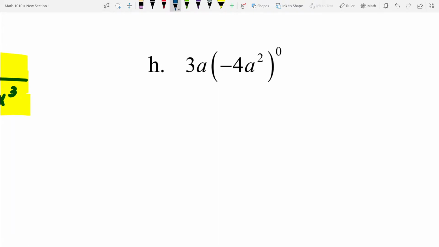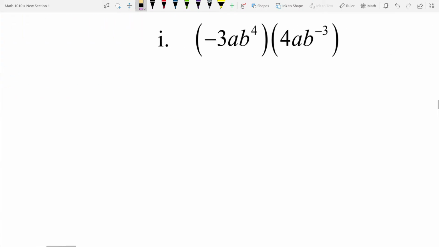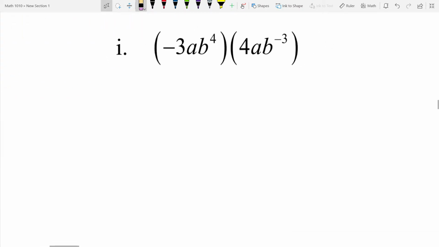People do this problem and they say, my answer is 1. Is the answer 1? It's not 1. They see the 0 power and they're like, oh, I know that's a 1. Look right here. This thing right here is equal to what? Tell me that. That's your 1. So you have 3a multiplied by 1, which gives you 3a. That's your answer. So don't go too quickly to the 1. Figure out what the 1 is and then make sure what it's equal to. Okay? Okay, here we go.